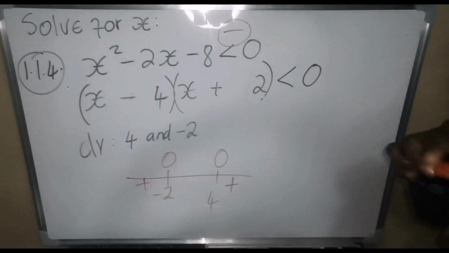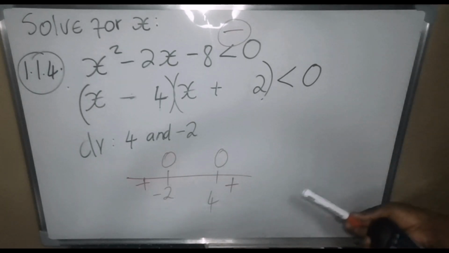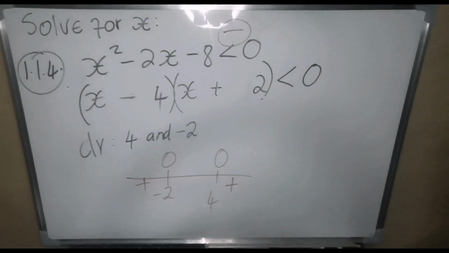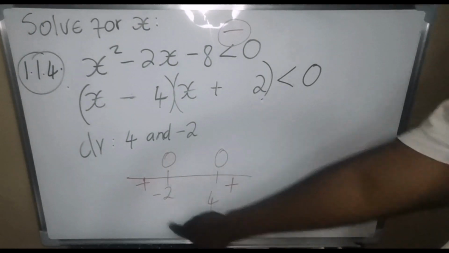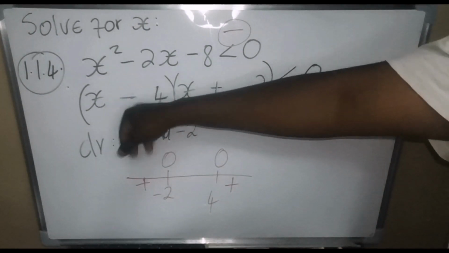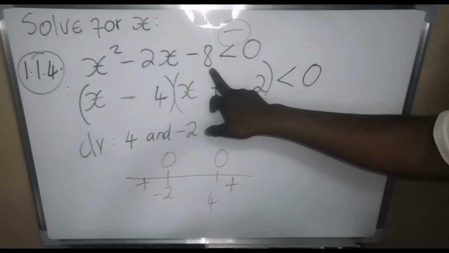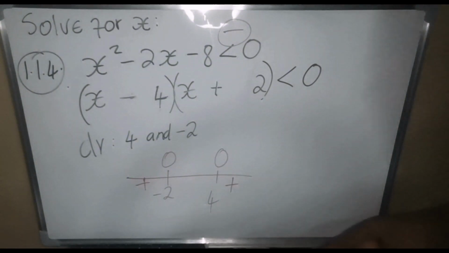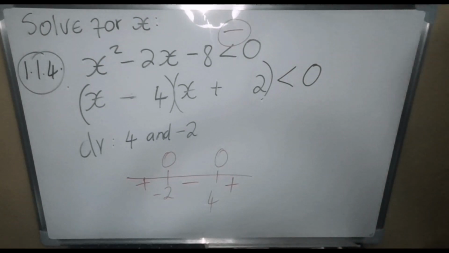Let's check values that are between negative 2 and 4: negative 1, 0, 1, 2, 3. Let's check which sign they give us, between positive and negative. When I put in 0, 0 is between negative 2 and 4. Where I see x, I put in 0. I'm going to be left with negative 8. Our answer is negative. Values that are between negative 2 and 4 are negative.